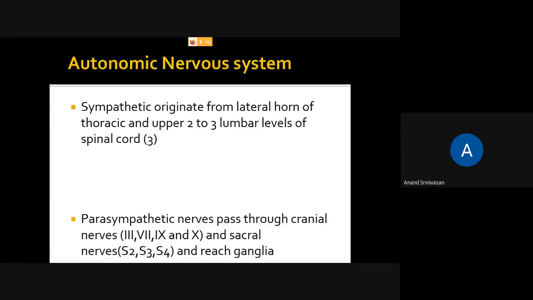So S2, S3, S4 spinal nerves, which is craniosacral in origin, whereas the sympathetic nerves arise from the thoracolumbar spinal nerves. All right, any doubts?